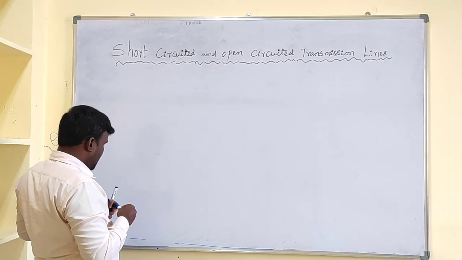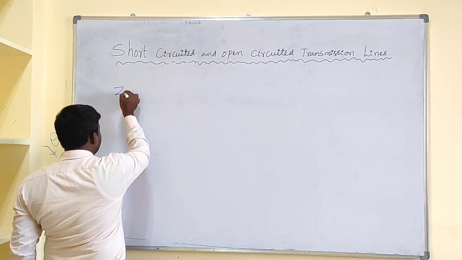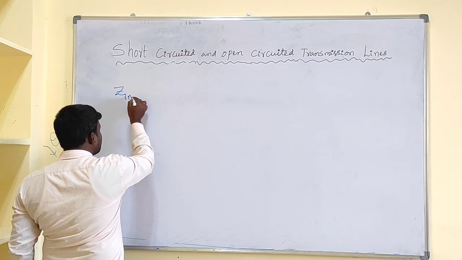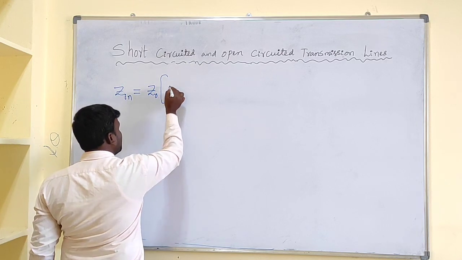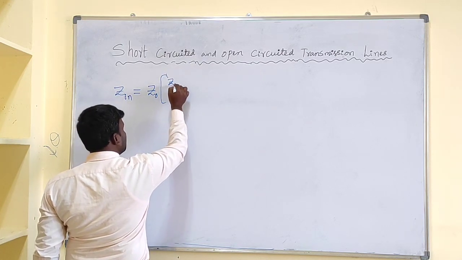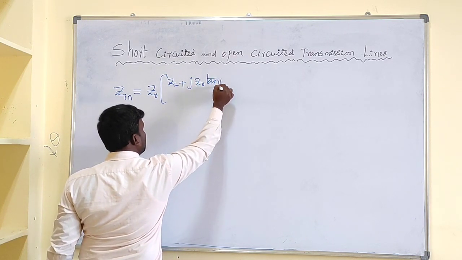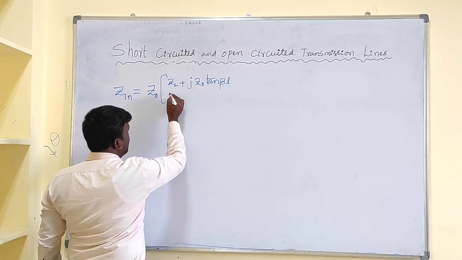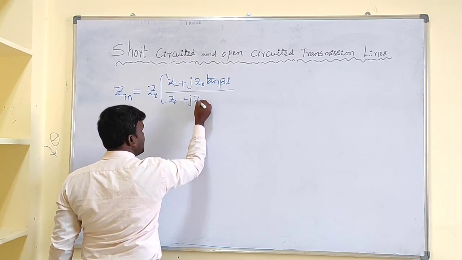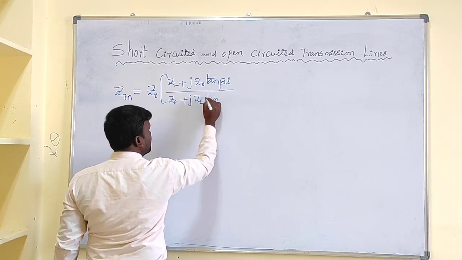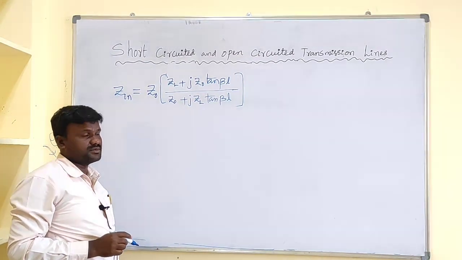In the last video, the title of the video is input impedance of the transmission line. For a lossless transmission line, we derived ZIN as Z0 into ZL plus jZ0 tan beta L, divided by Z0 plus jZL tan beta L. This is the equation for the input impedance of the lossless transmission line.